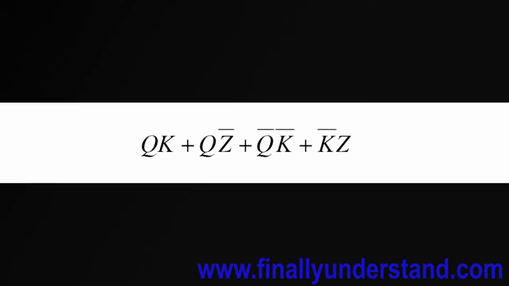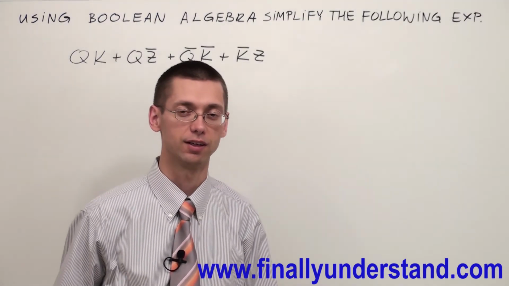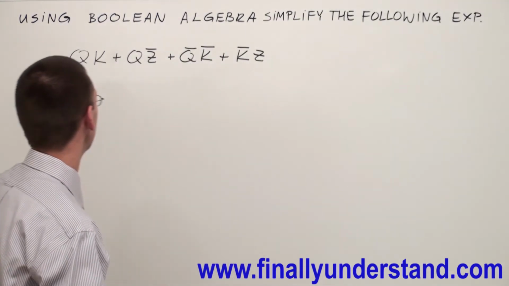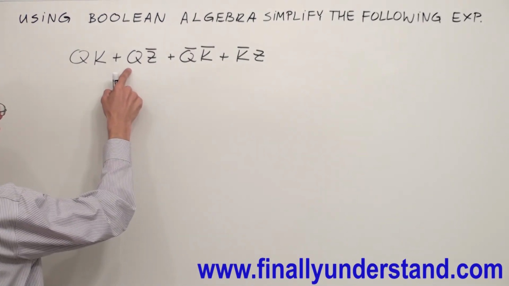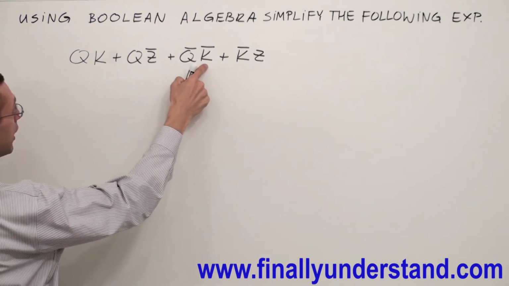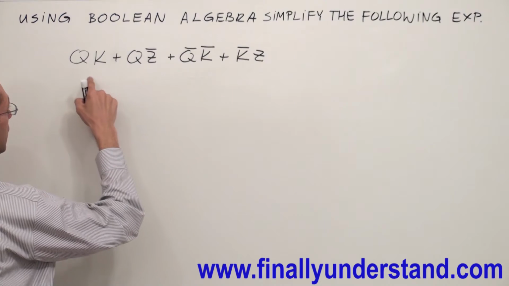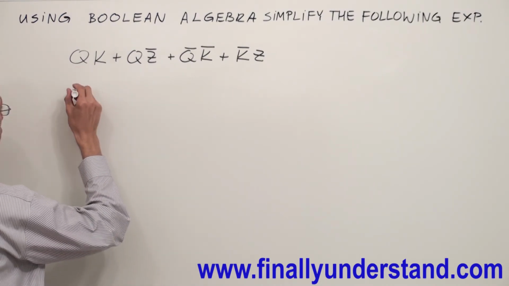Using Boolean algebra, simplify the following expression. Let's take a look at what we can factorize in this expression. I have Q, right? And I have K naught and K naught. But let's say, what will happen if I'm going to factorize Q?